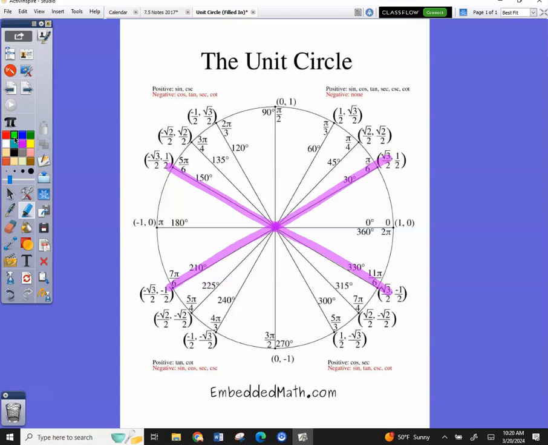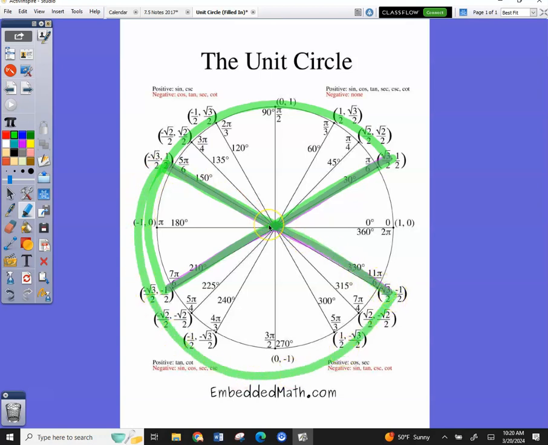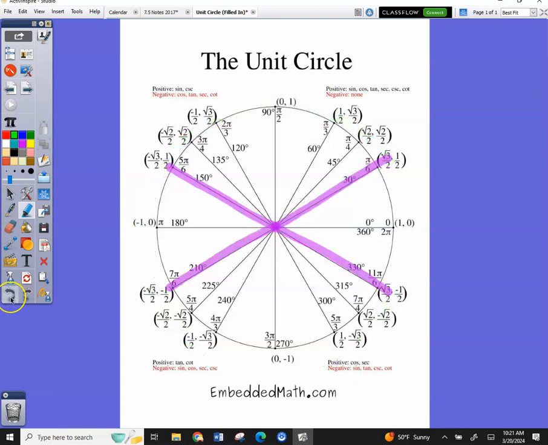So you would take pi over 6, or 30 degrees, and then you could add 180 to it, and it'd be plus 180k. And then you take 150 degrees, and you do plus 180k. There it is.